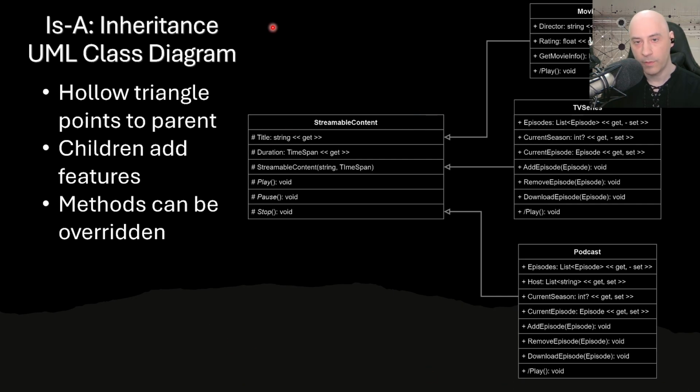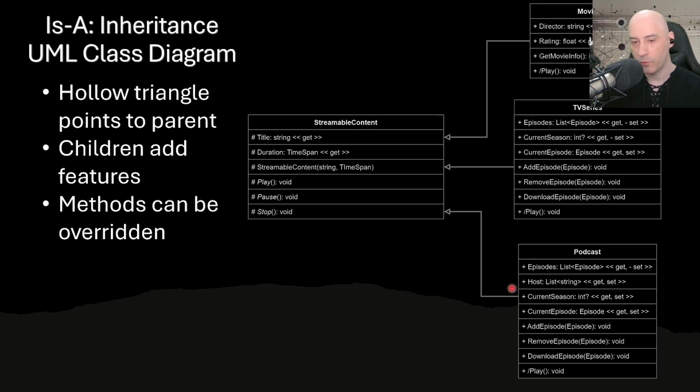The children add features. So we can see that this all has title, duration, and play, pause, and stop methods, but the movie has a get movie info and a director and a rating, whereas TV series has episodes, the current season, a way to add or remove and download episodes. A podcast is very similar to a TV series, and that might be something you consider refactoring later because they're so similar. The podcast has a host, and that adds a feature to a TV series, but since they're so similar, you may later consider that these might be combined in some way and have a hierarchy relationship between them.